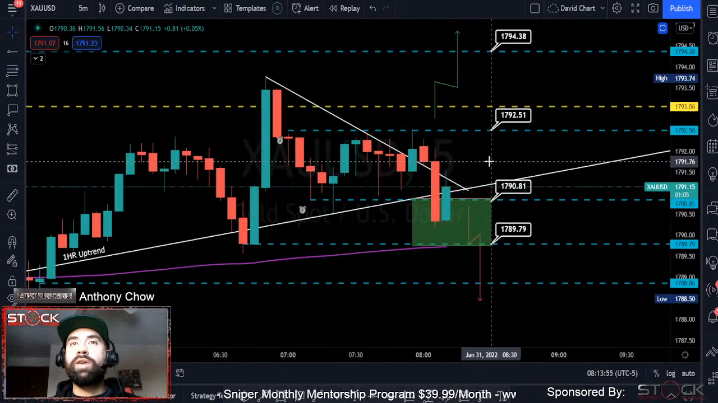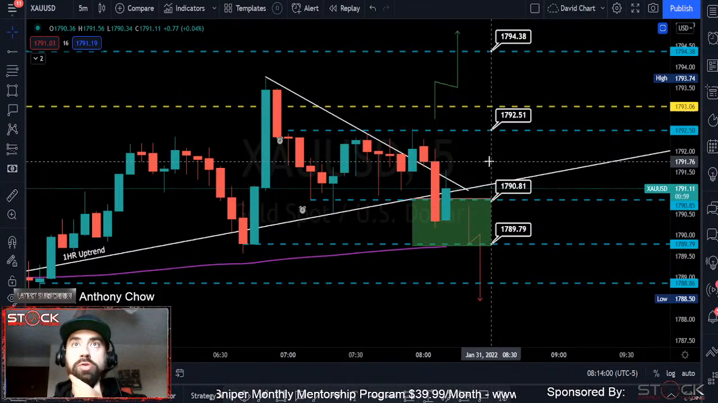I exited US 30 with profits. Awesome. Got in late with US 30, about 18 pips in and out. Perfect, guys. US 30 is in the blue. Good, good, good.